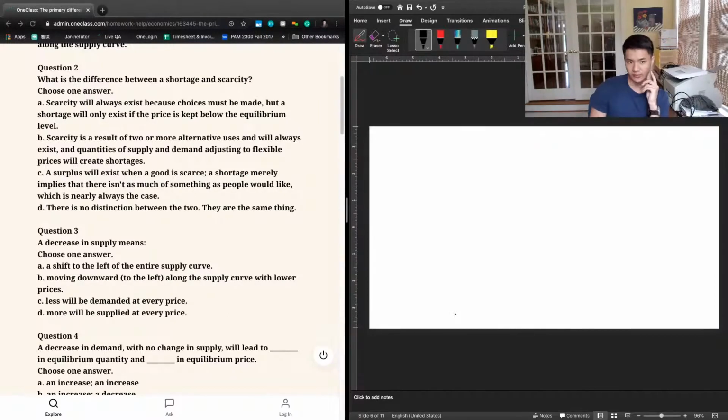2, what is the difference between a shortage and scarcity? A says that scarcity will always exist because choices must be made, but a shortage will only exist if the price is kept below the equilibrium level. B says scarcity is a result of 2 or more alternative uses and will always exist, and quantities of supply and demand adjusting to flexible prices will create shortages. C says a surplus will exist when a good is scarce. A shortage merely implies that there isn't as much of something as people would like, which is nearly always the case. And D says there's no distinction between the two, they are the same.